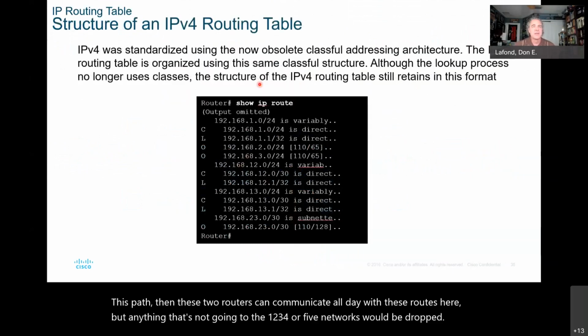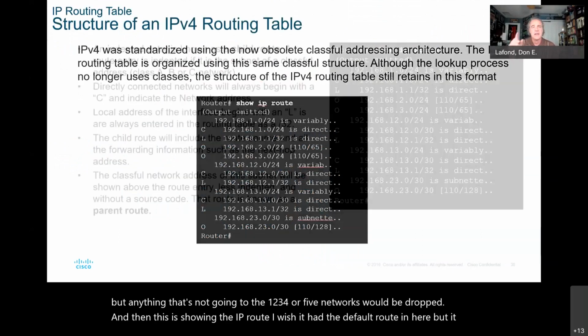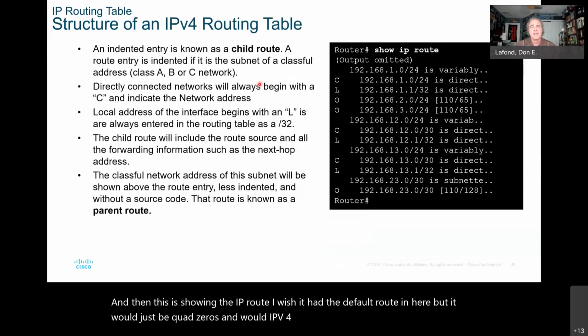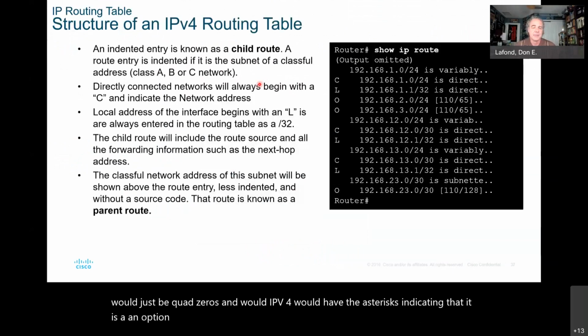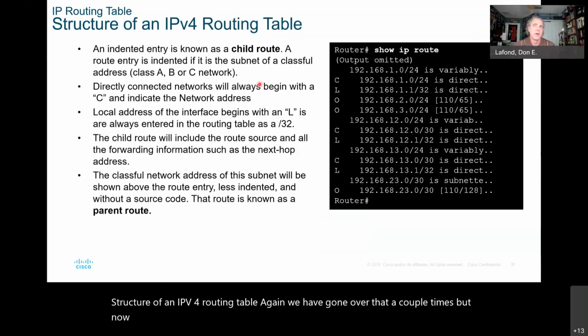And then this is showing the IP route. I wish it had the default route in here, but it would just be quad zeros, and IPv4 would have the asterisks indicating that it is an option for the static route. Structure of an IPv4 routing table. Again, we have gone over that a couple times, but now you're learning a little bit more about it.